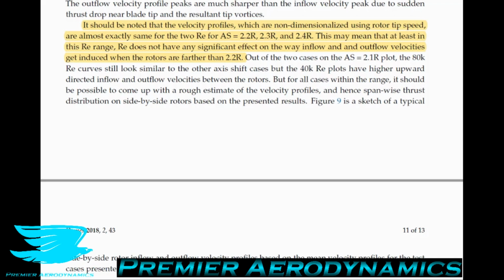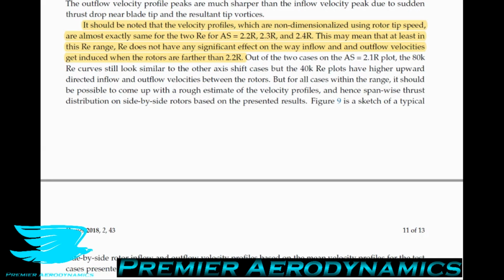Now, this is interesting because if you remember from earlier, they said that at 2.3 times the radius, that's when the figure of merit is no longer affected by the axis shift if it gets larger for a Reynolds number of 40,000. However, for 80,000, the entire range, it wasn't affected. So now they're saying at the axis shift of 2.2 and upwards, the velocity profiles are looking very similar, which is what you'd expect around that 2.2, 2.3 region, which is where the 40,000 Reynolds number case starts to become indifferent to the spacing between the rotors. So that's why there is this similarity.